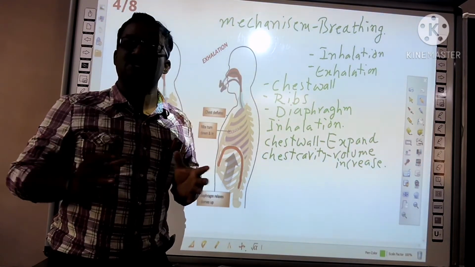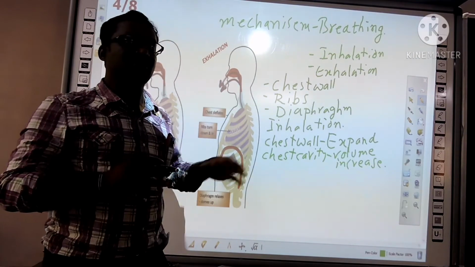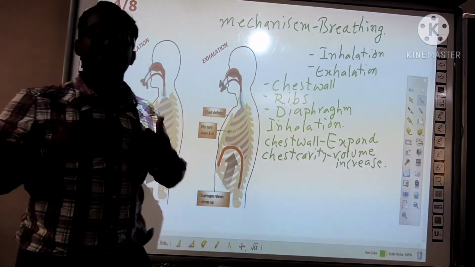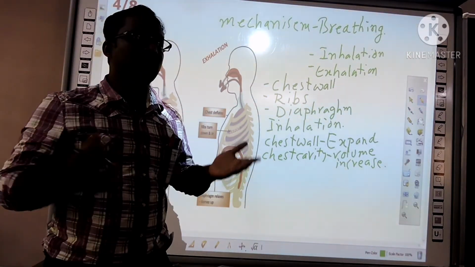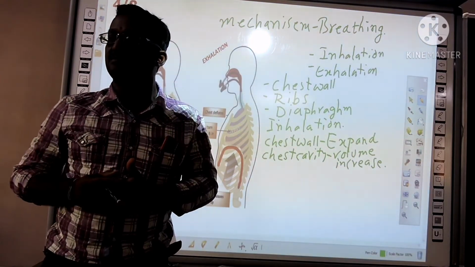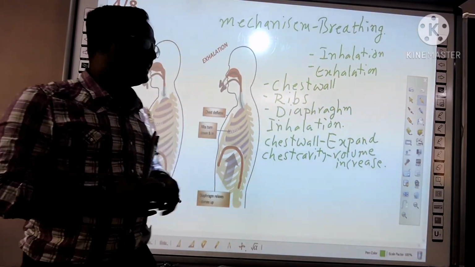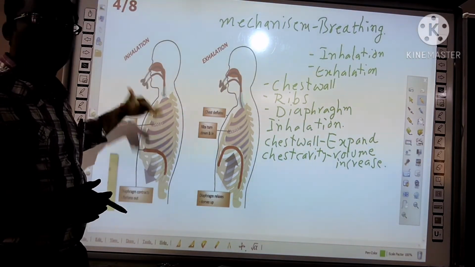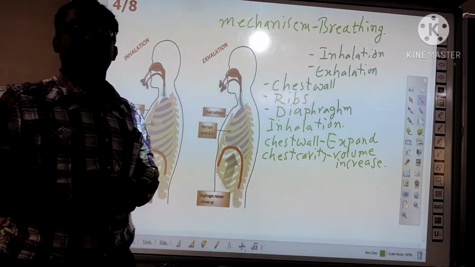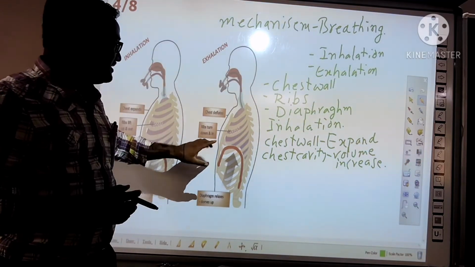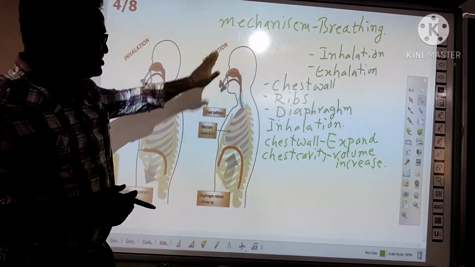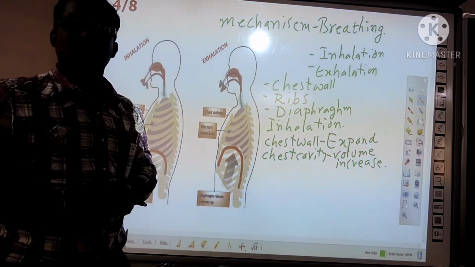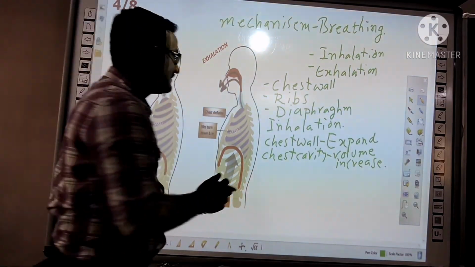So due to these actions, the air pressure in the lungs decreases. You know, air always moves from high pressure to low pressure. Since the air pressure decreases in the lungs, the air rushes into the lungs from high to low pressure. Okay, let us see what happens during the exhalation process. The reverse action takes place.